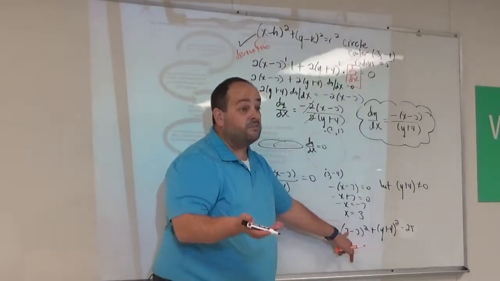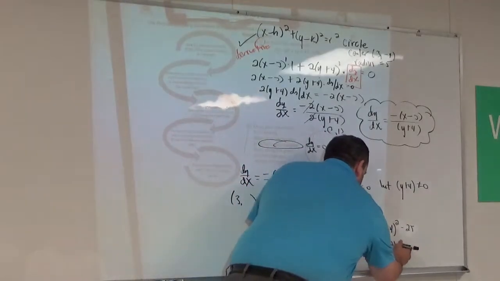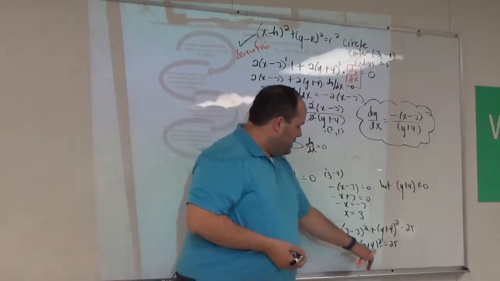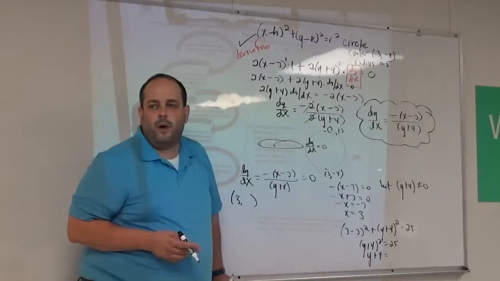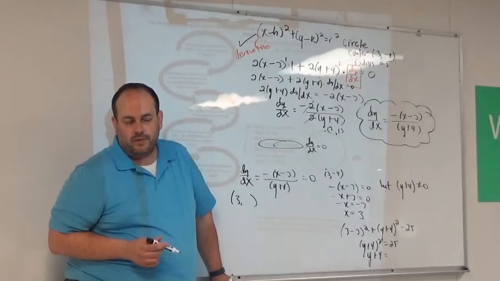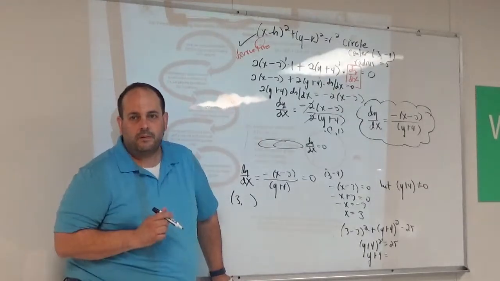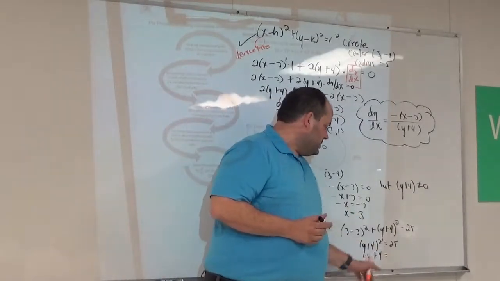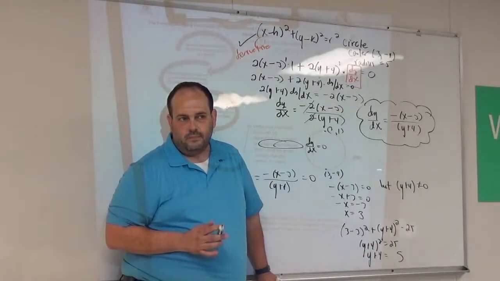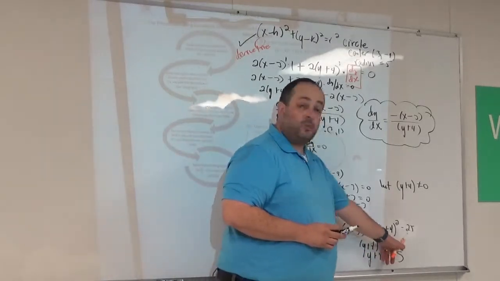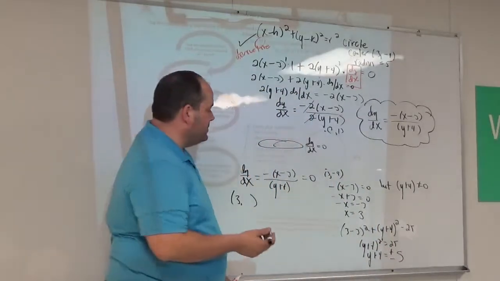3 minus 3, no surprise, 0. So (y plus 4) squared is equal to 25. If (y plus 4) squared is equal to 25, then you guys can all tell me what y plus 4 is equal to. Don't say 5. Y plus 4 is 5. I agree, half right. What squared is 25? Positive 5 and negative 5. So you have to solve both.